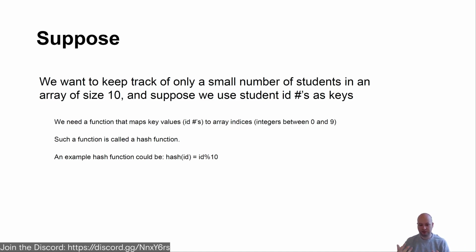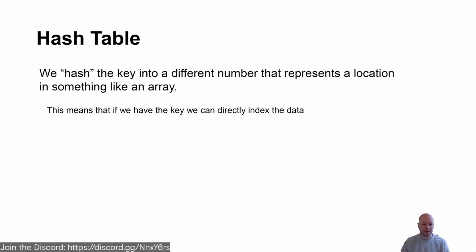A pretty common example of this type of hash function is just the modulo operator. Say I have 100 values, and I take that value and mod it by 10, I'm guaranteed the output will be between 0 and 9. Now, the problem with this approach is probably pretty obvious. Say my ID is 99 and somebody else's ID is 89. Well, what happens then? But we'll talk about that in a minute.